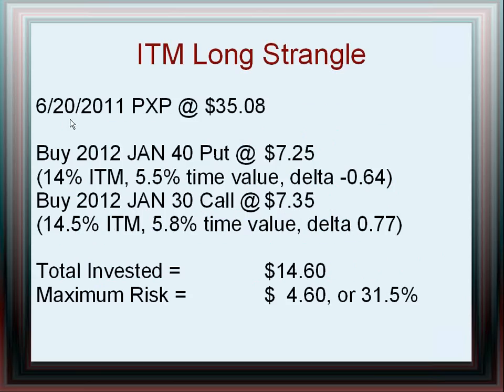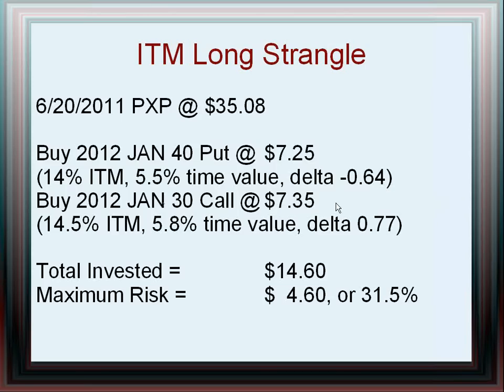So where did we stand on June 20th with PXP? Again, it's at 35.08. Well, remember, we're going to buy our January 2012 40 put at 7.25. This put was 14% in the money. 5.5% of that 7.25 was time value, which equated to our natural risk on the RPM. And it had a delta at the time of negative 0.64. Puts have a negative delta. When I sell a put, excuse me, I'm taking a negative on a negative delta, so it turns out to be a positive delta if the stock moves up.